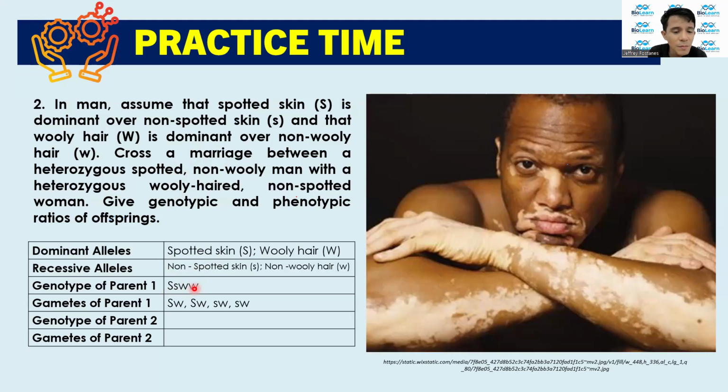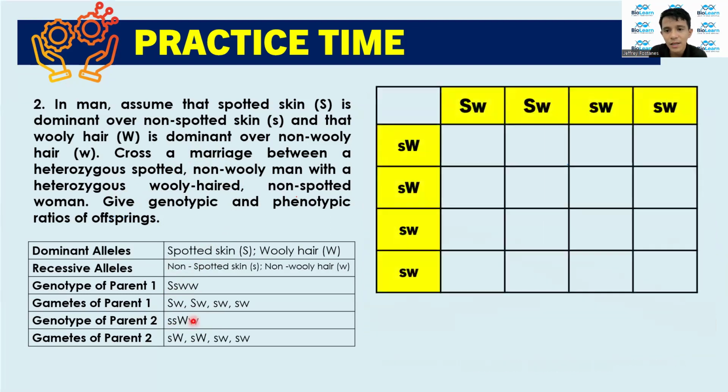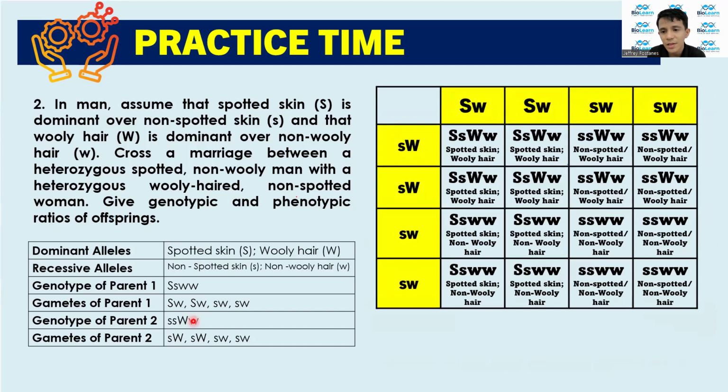Okay. Genotype of parent 2. The parent 2 is a heterozygous woolly haired non-spotted woman. So non-spotted woman, heterozygous woolly hair. Then you get the gametes. Then just do the table again. All right. So here. So this is what you'll get.